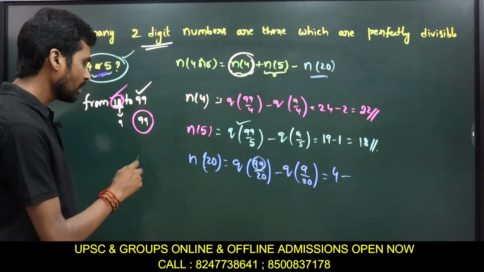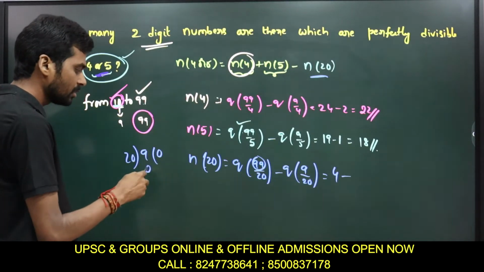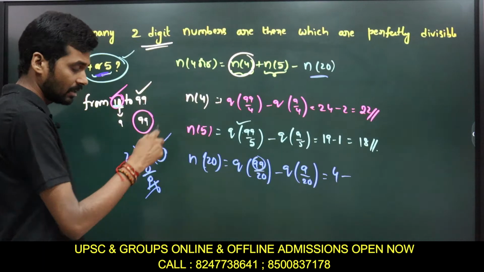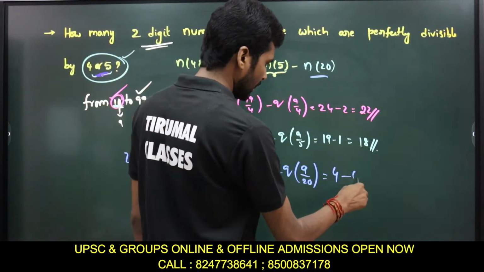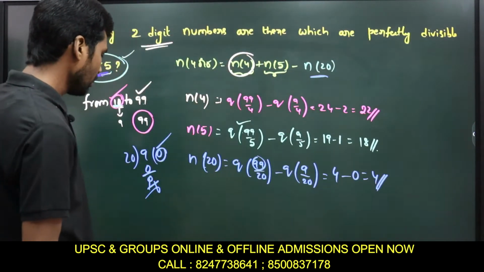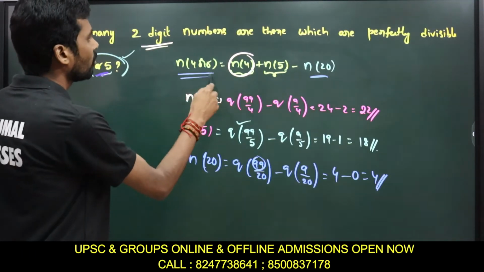9 by 20 means what is the quotient? You divide 9 by 20, and it is 0. The remainder is not important here, so we only take the quotient part. So 4 minus 0 is 4. Now if you consider all these things, what is the value of N of 4 or 5?